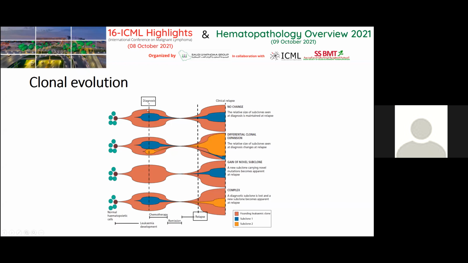For example, in this example, no change within the relapse clone. It's similar to the diagnosis. Here there is differential clone expansion. In this example, we see gain of a novel subclone, here a complex clone.